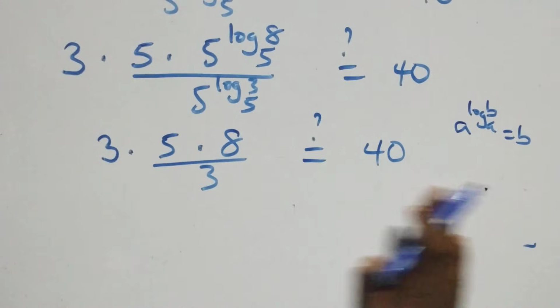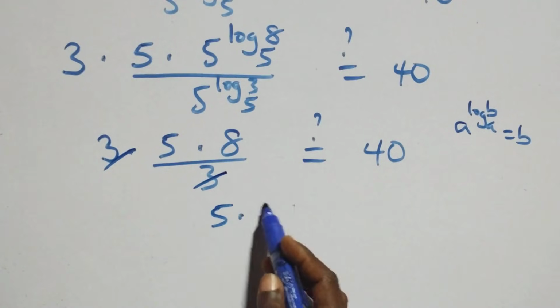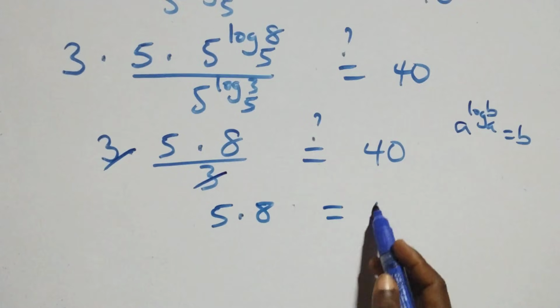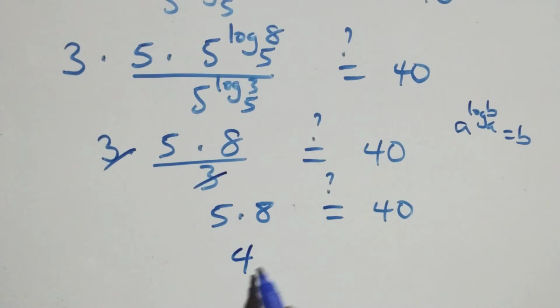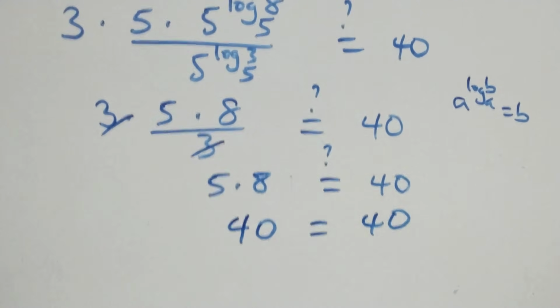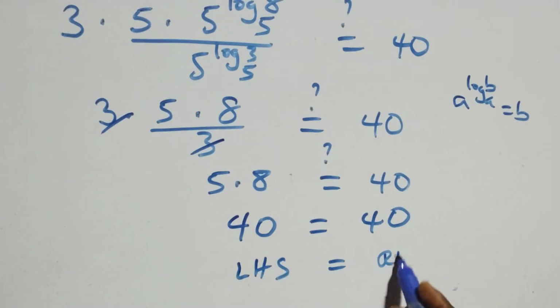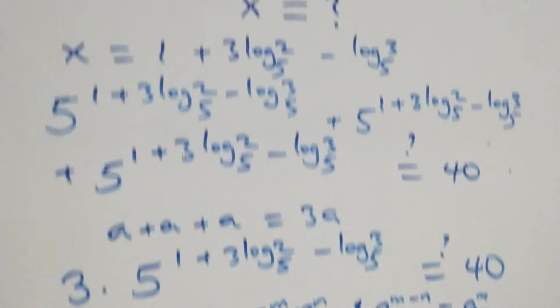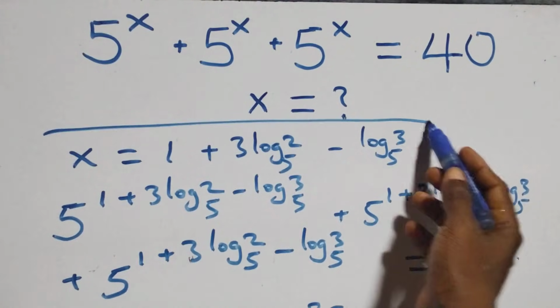Then here the 3s cancel each other. 5 times 8 is left, equals to 40 on this side. And here 5 times 8 gives us 40, which equals 40 on this side. That is, the left hand side equals the right hand side. And therefore, we conclude that x equals to 1 plus 3 log 2 base 5 minus log 3 base 5 satisfies this given problem.